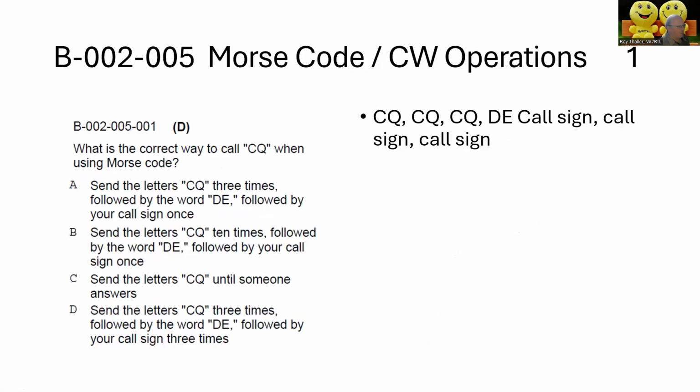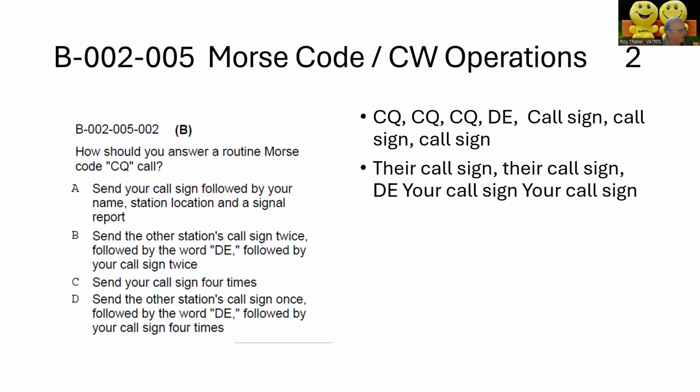So now we get into Morse code and CW operations. What is the correct way to call CQ when using Morse code? So the answer is send the letters CQ 3 times, followed by the word DE, and then followed by your call sign 3 times. How should you answer a routine Morse code CQ call? So in this case, send the other station's call sign twice, followed by the word DE, and followed by your call sign twice.